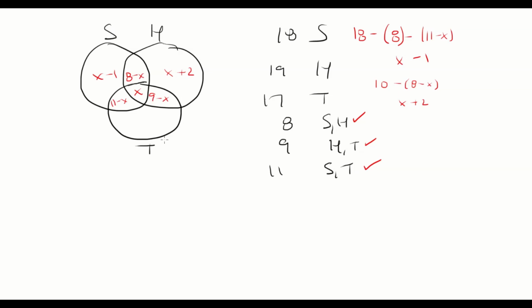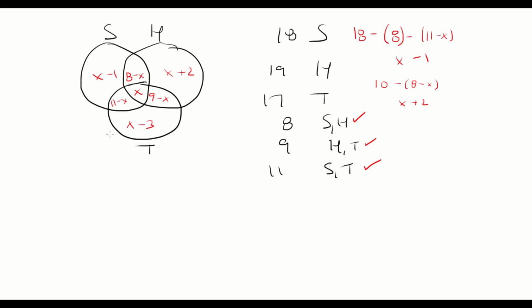And then finally for tennis, there's 17. We have 11 minus X plus X is 11. 17 minus 11 is 6. So there has to be 3 left, so X minus 3.